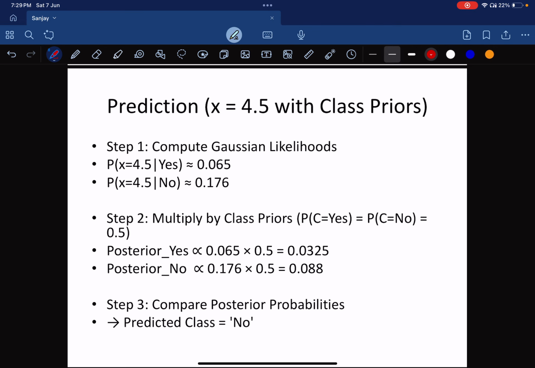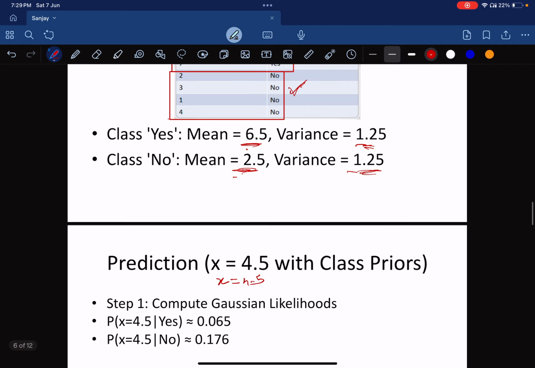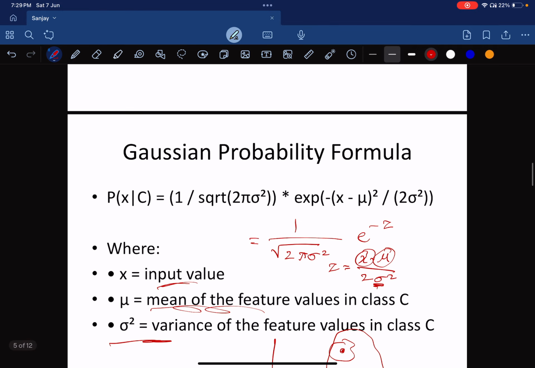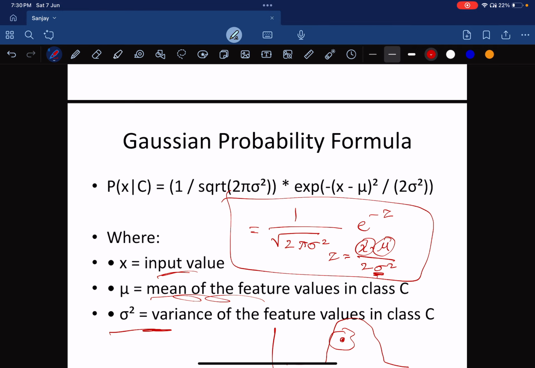And during the prediction, there is a new data point that we need to classify, right? For example, the data point x equal to 4.5. First, it will just pass this value into the two classes, like the probability function we found. We found these means and variances because we need to substitute them in this formula.